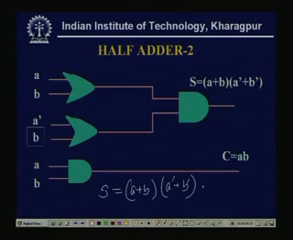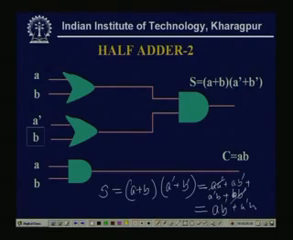Say if I apply the distributive law, then this is A A dash plus A B dash plus A dash B plus B B dash. Now A A dash and B B dash will be 0. So this becomes A B dash plus A dash B. So that means my A B dash plus A dash B I can write as A plus B into A dash plus B dash.